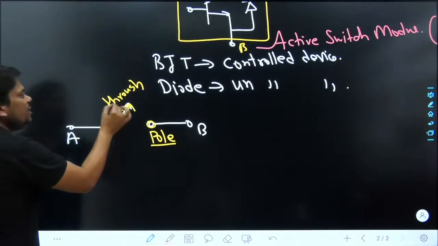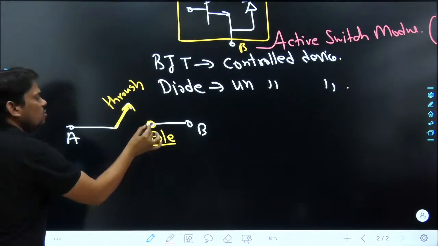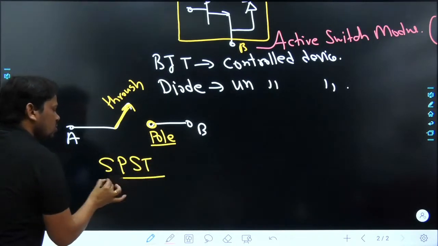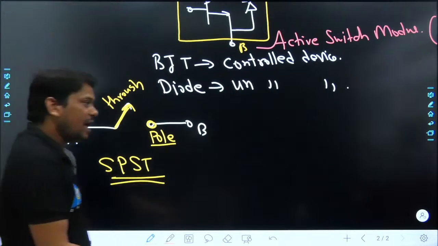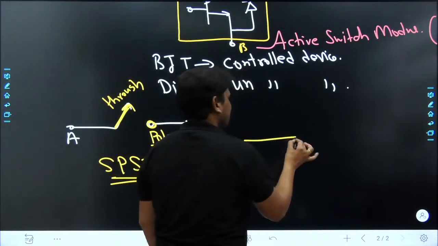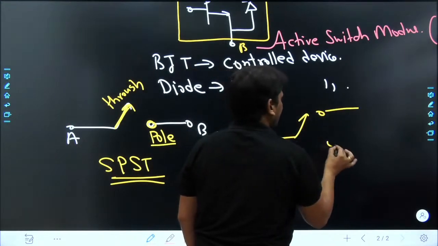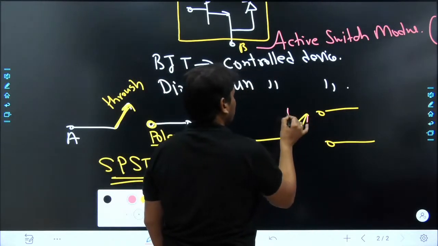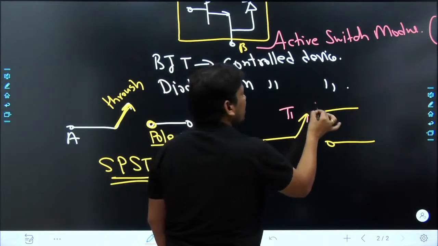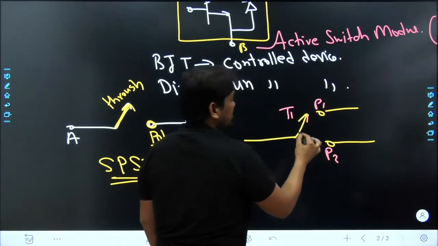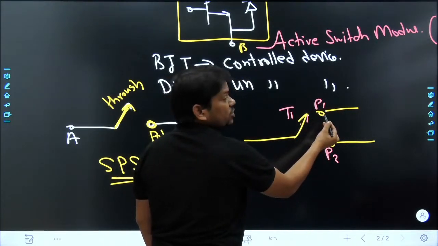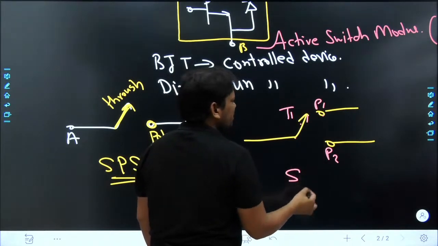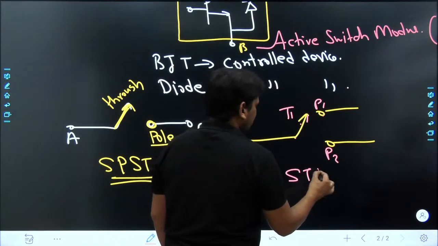So in this case, we have a single throw and a single pole. That type of switch is called a single pole, single throw switch. When we have our switch in this fashion, like this, we have a single pole and a double throw. Sometimes this throw is connected at this location P1, sometimes it is connected at P2. That type of switch is called a single pole, double throw switch.